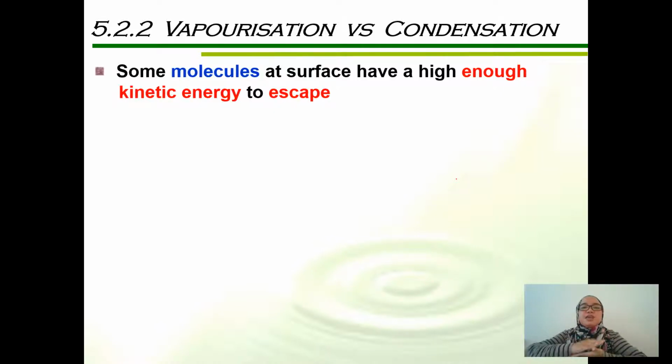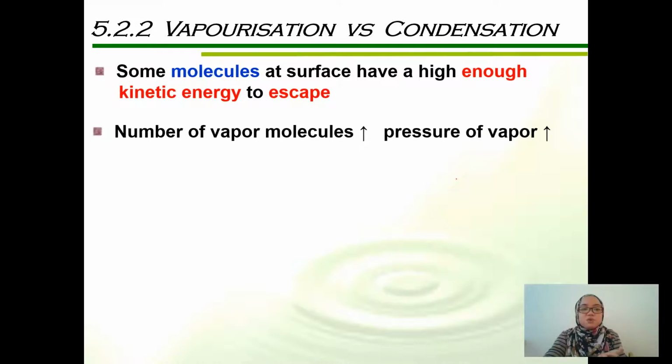So, some molecules at surface have a high enough kinetic energy to escape. Sebab you have to remember that the vaporization process occurs only at the surface of the liquid. So, some molecule at surface have a high energy to escape the liquid. So the number of vapor molecule will increase and the pressure of the vapor will increase sebab liquid molecule dah escape kat gas state kan. So number of vapor molecule increase lah. So bila number of vapor molecules increase, the pressure of the vapor increase.